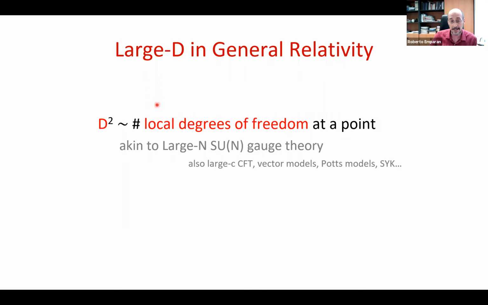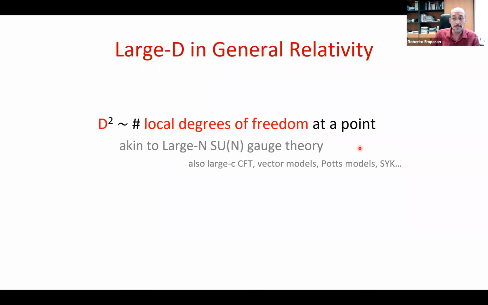And in this sense, regarding D from this point of view is very similar to what one gets in large N gauge theories, where you get more colors, more gluon polarizations at each point. And that's also a strategy that one uses in many other areas of physics. When you increase the number of degrees of freedom that you have at a point, you do it for vector models, for Potts models, and other models. And that, as I say, has been useful in these cases.